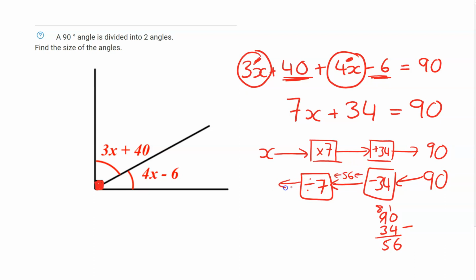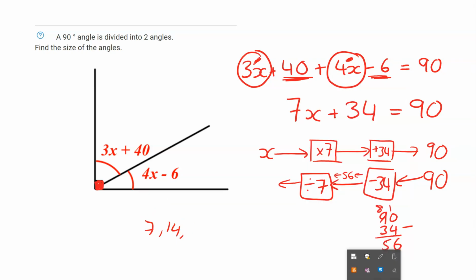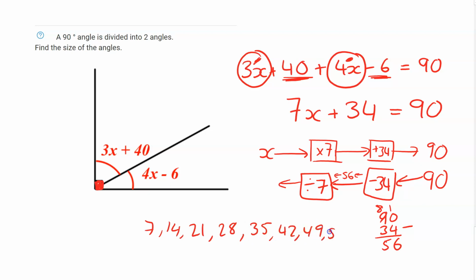And now we've got to divide it by 7. 56 divided by 7. So 7, 14, 21, 28, 35, 42, 49, 56. So that's 1, 2, 3, 4, 5, 6, 7, 8.